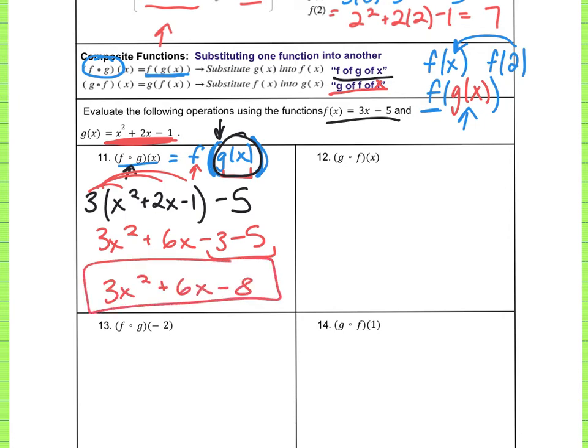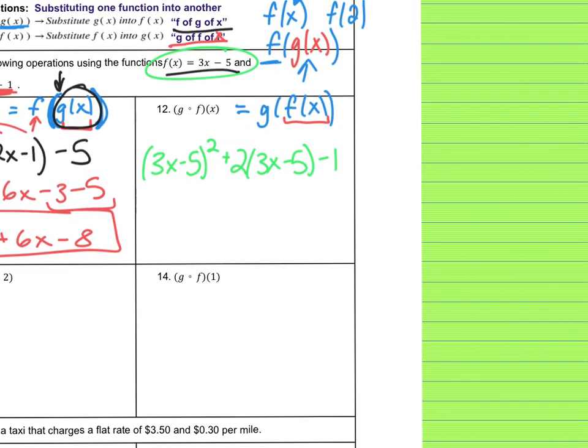Okay. Next up, we have the exact opposite, right? So this is g of f of x, which I can also write like this. Okay, so I'm plugging in f of x to g of x. How that looks is, let's go find f of x. It's right here. And I'm going to plug it into g of x. So 3x minus 5 is going to go in everywhere that there's an x in g of x.